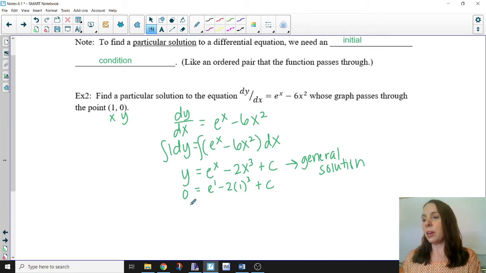Okay, so let's write this C as a decimal. We could write an exact C value, but we'll write a decimal. e to the 1 is 2.71828. This is 2. So we're taking 2.71828 minus 2. So we're at 0.71828, right, plus C. Subtract that on each side, and we have negative 0.72, if we want to round it, equals C.